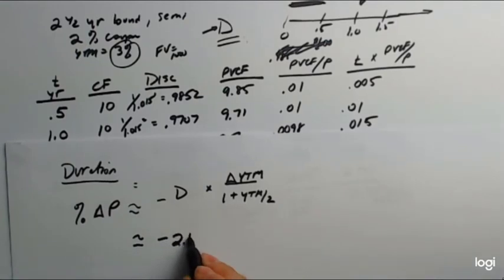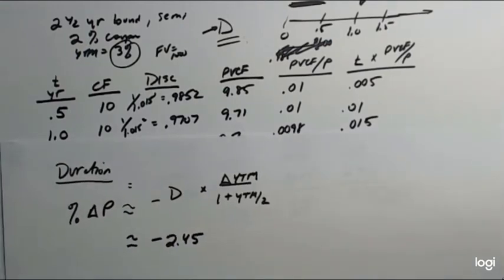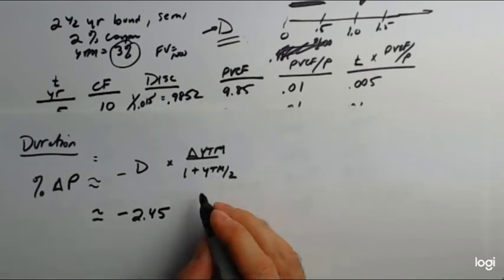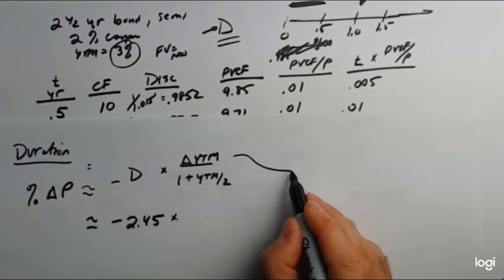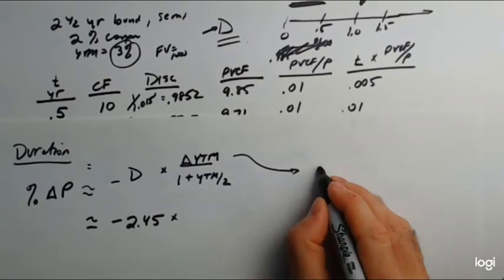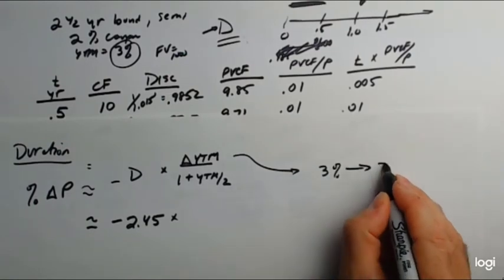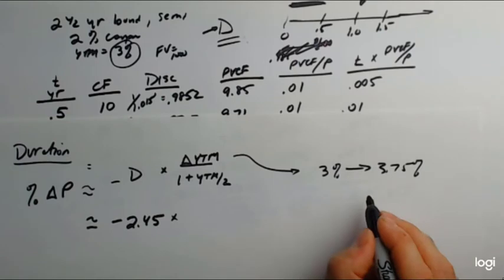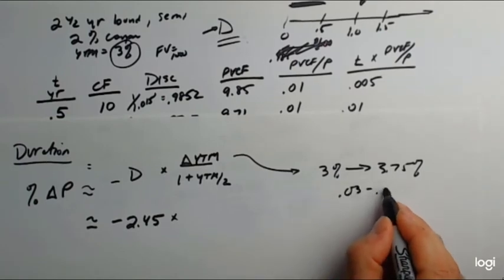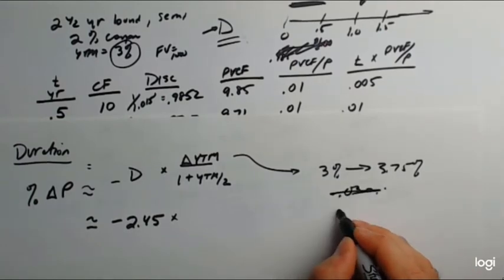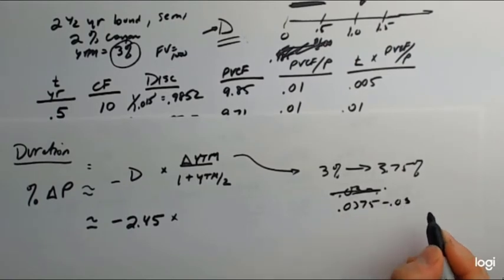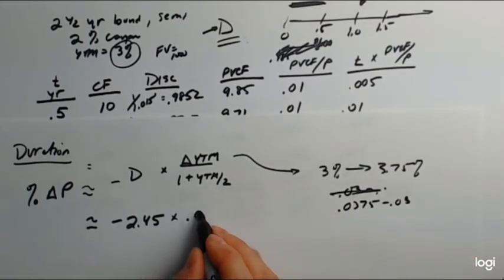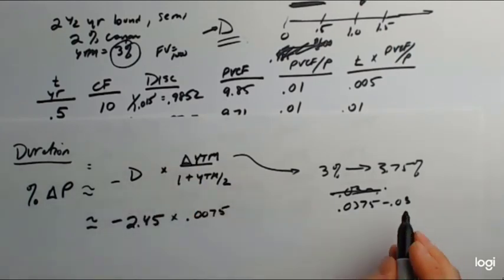Minus 2.45 years. Okay, you can lead. And now we have to come up with a change in the yield to maturity. Let's just say we're going from 3% and we're going to go up to 3.75%. So that's 0.0375 minus 0.03, and that would be 0.0075 is the change. Okay, it's a positive change.